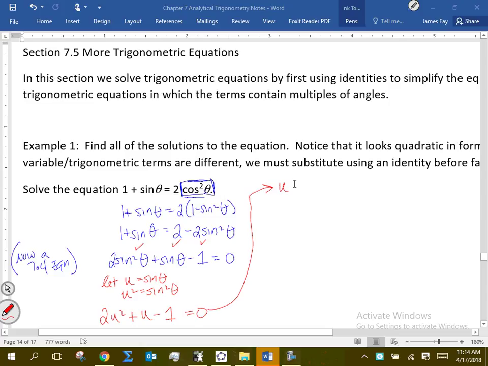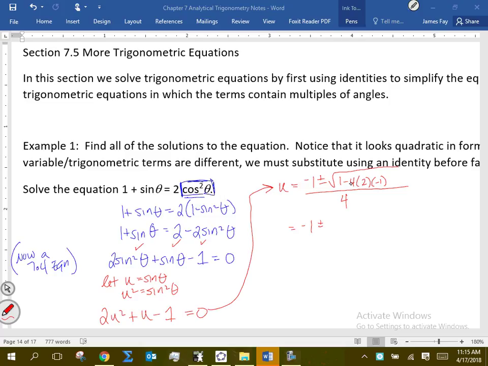Remember when you do the quadratic formula, it's always solving for your variable. So right now our variable is u. So we'll say opposite of b, so negative 1, plus or minus the square root of b squared minus 4a times c, all over 2a. Okay. So now I get negative 1 plus or minus.